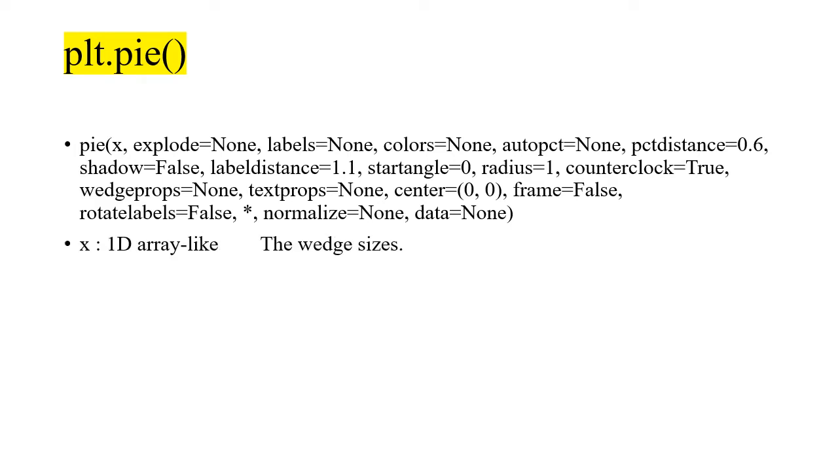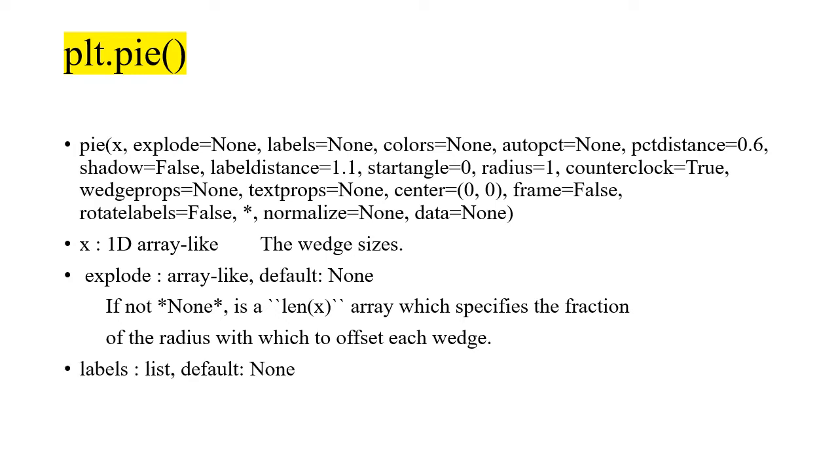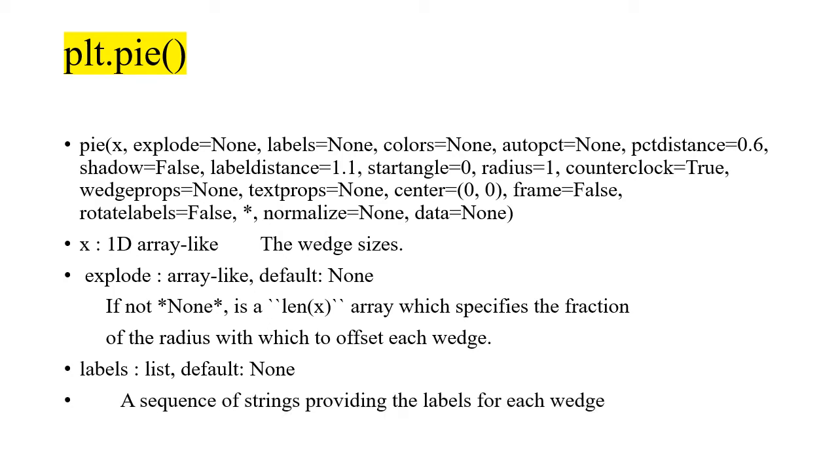Here x stands for the wedge sizes, and I will be explaining how explode is used, and after watching that example, you will be very comfortable with this argument. And labels, you can label each wedge. So many controls are available with the keyword arguments, so you are requested to try all these things.